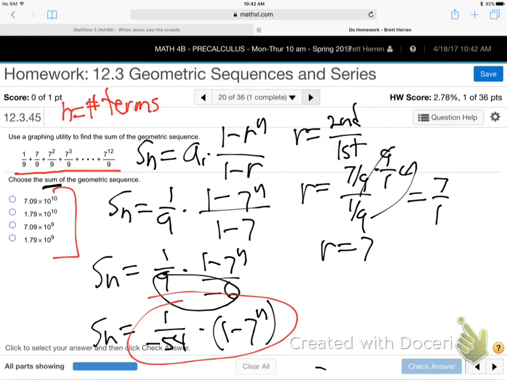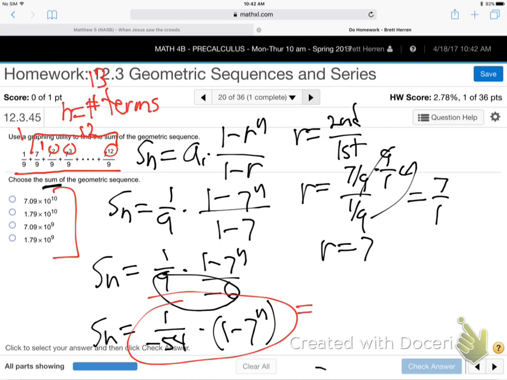Not 12. 13. Do you see that? How do you know? Because this is 1, 2, 3, 12. So there's 12 from there to there, and one more makes 13 terms. Got to be a little careful. 13 terms. N is 13.